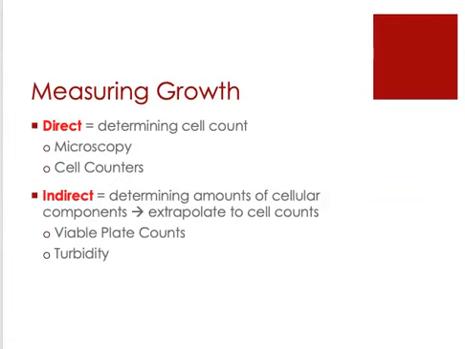Indirect measurements are different. In an indirect measurement, what you're doing is determining something other than the exact number of cells. You're determining the amounts of some other cellular component and then using math to extrapolate back to a cell count. This can be done using what's known as viable plate counting and also by measuring the cloudiness in a sample, or the turbidity. Let's talk about each one of these separately.